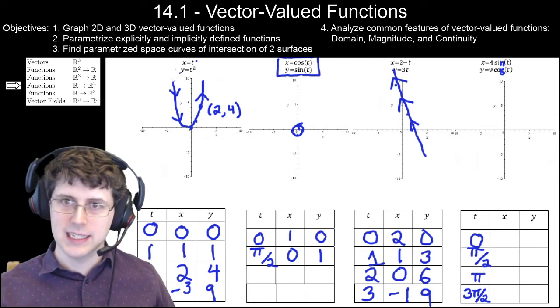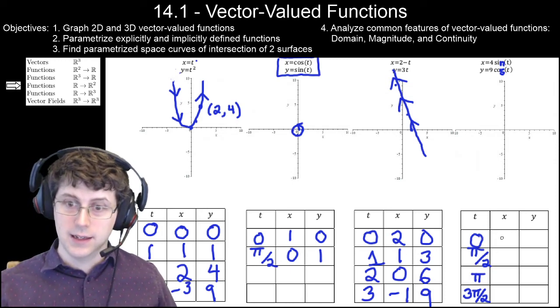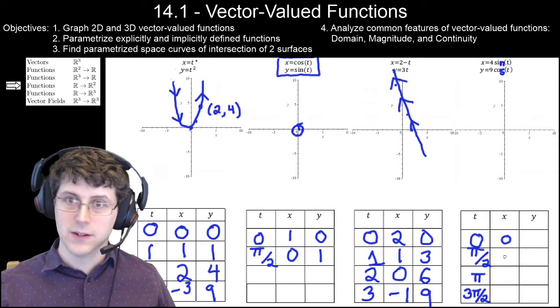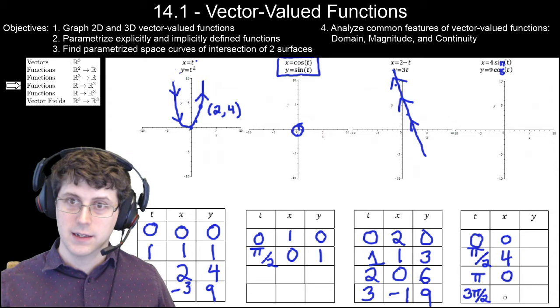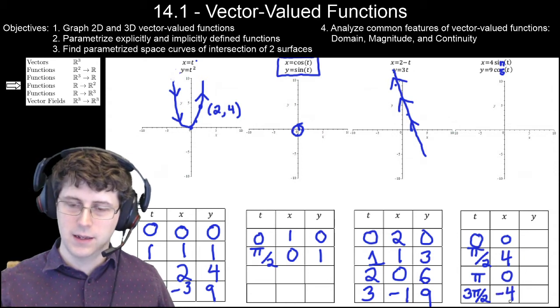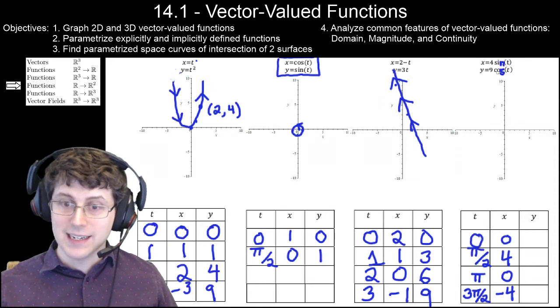So I plug in these t's into x. I get sine of 0, sine of pi over 2, sine of pi, sine of 3 pi over 2 is minus 1. And then y is 9 cosine t.